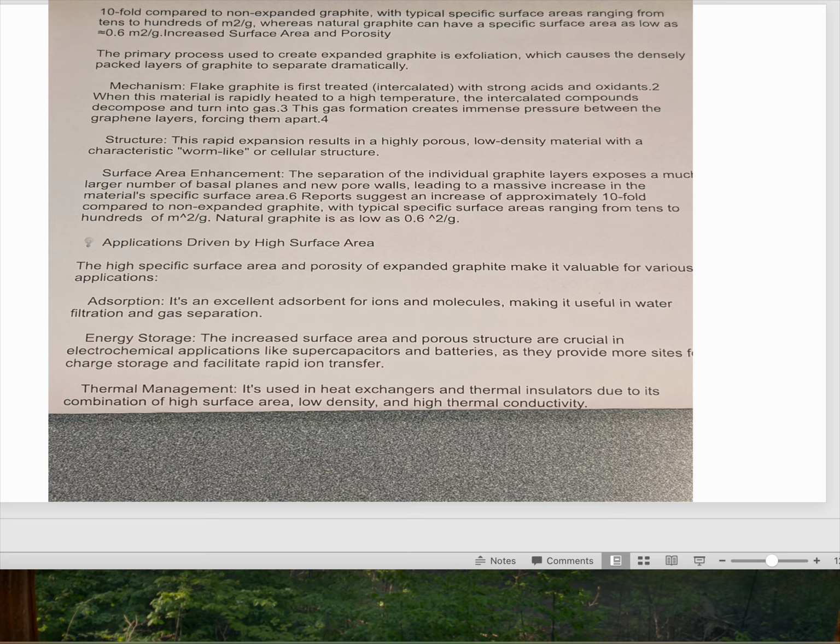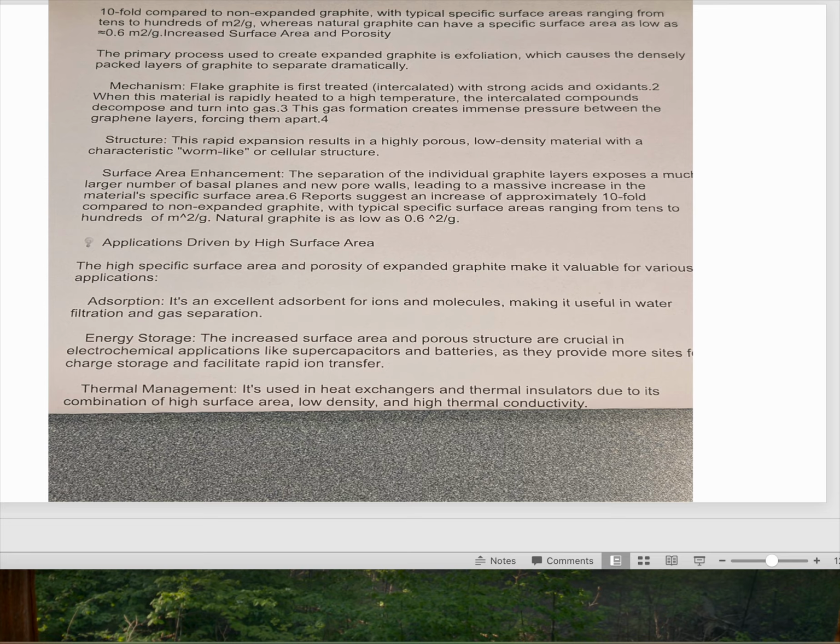Speaking of natural deposits of graphite, up in the USA, in Alaska, there is a graphite region that they're looking at mining, because graphite is becoming an increasingly important material in energy storage.